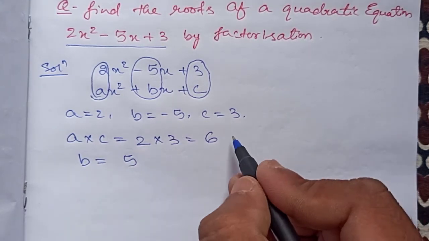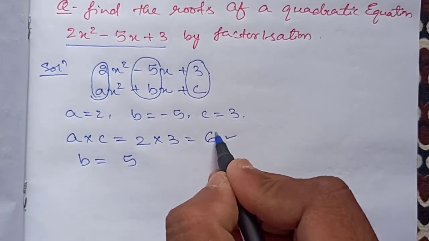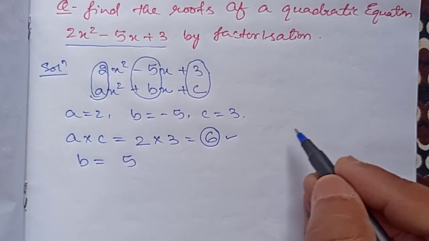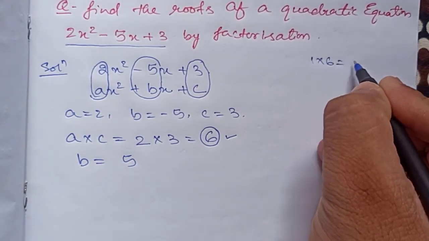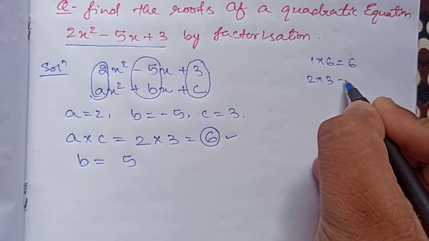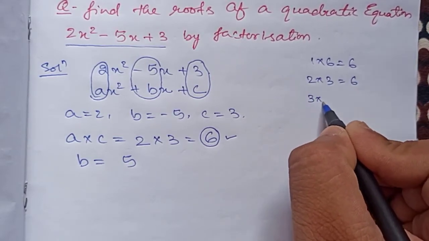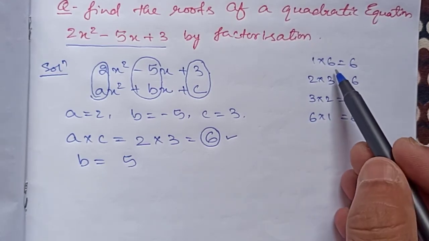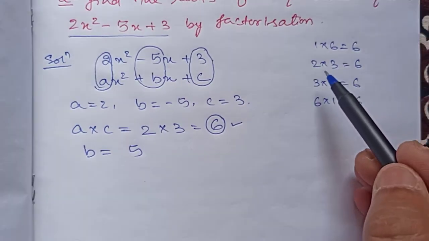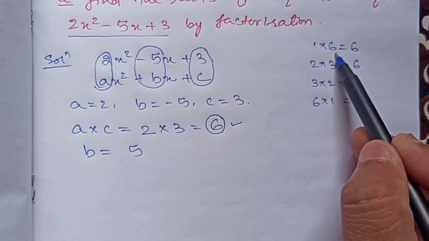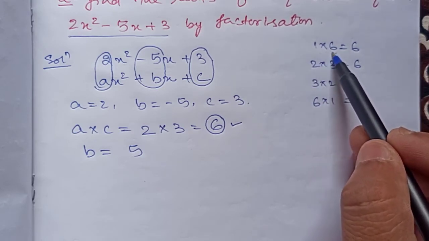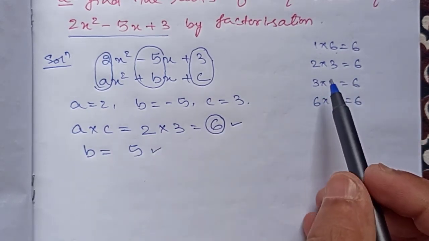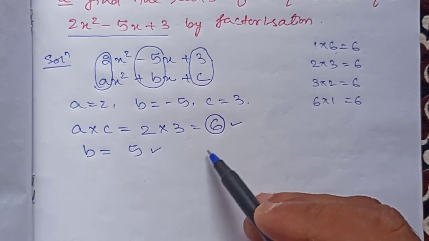Now you find out in which tables 6 comes, and write it somewhere near the rough area. I will write 1 into 6 is 6, 2 3s are 6, 3 2s is also 6, and 6 1s are 6. So these are the numbers which I got. Now you find out by adding which two numbers or by subtracting which two numbers you will get 5. Either by adding or by subtracting you should get 5.